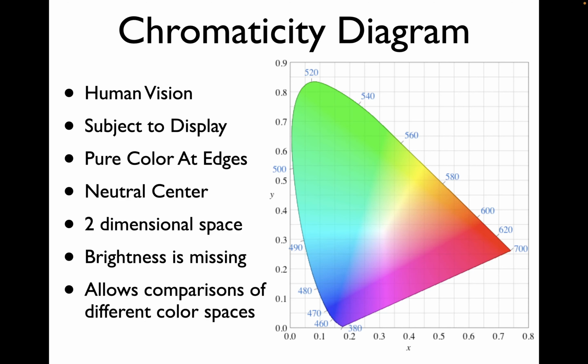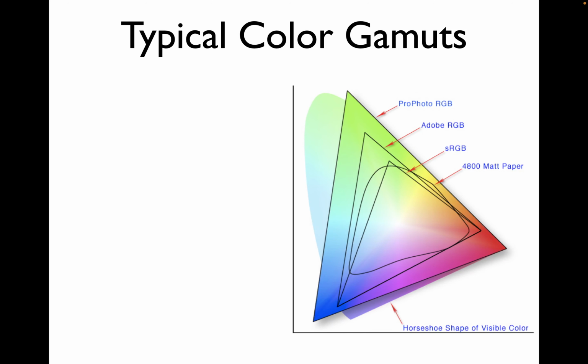Brightness is missing. However, what this does is allow us to compare what we call the gamuts of different systems. And so what that means is this right here. If you take a look at this, the horseshoe shape in the background is what human vision can see. This squiggly line in the middle part right here is actually the color that can be reproduced on an Epson 4800 using matte paper.